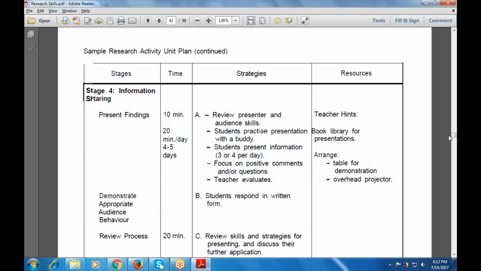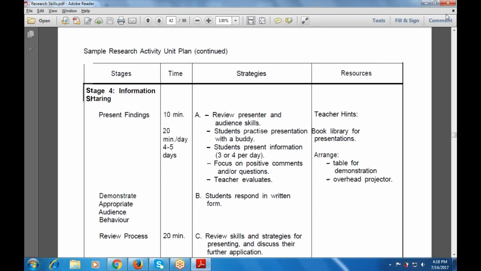First is present the findings. Then the next part is information sharing, stage 4. First is present the findings. It takes around 10 to 20 minutes per day, 4 to 5 days.